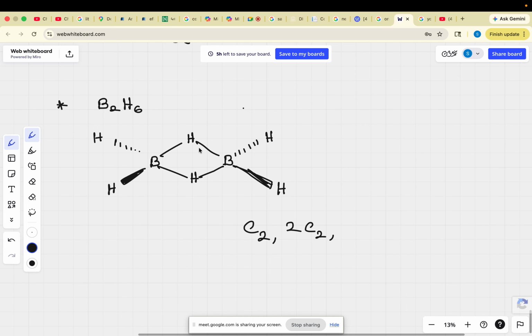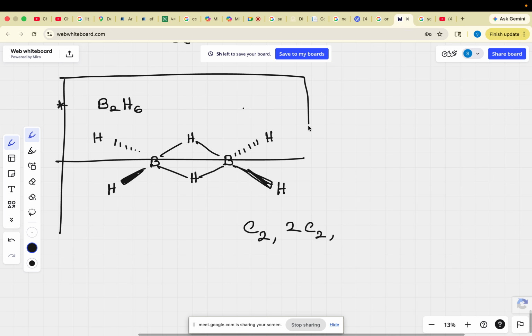Okay, sigma v and sigma h. If I pass a plane through the middle of the molecule, what happens? This hydrogen is a mirror image of this hydrogen, and this hydrogen is also a mirror image of this hydrogen. So this is one sigma v. If you have C2 and you are getting one sigma v, ultimately you will get two sigma v, right? The n number of sigma v you will get.